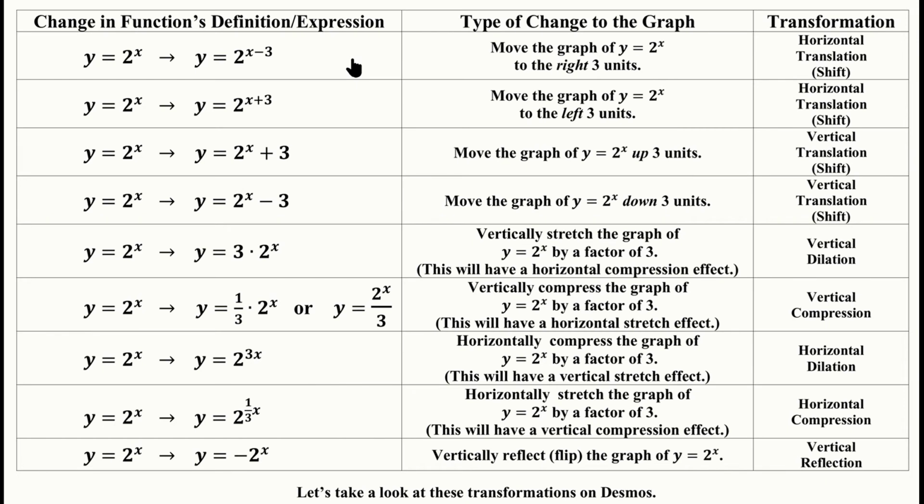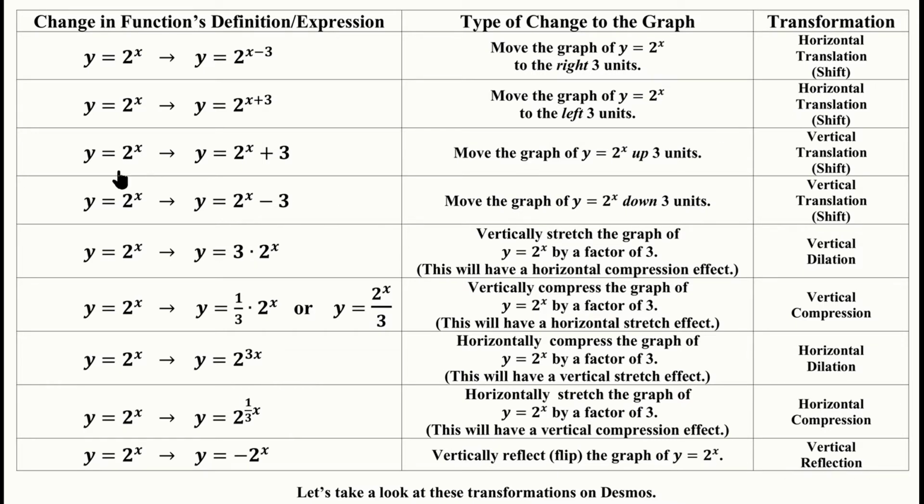These are exactly in line with the kind of transformations we saw in the case of parabolas. For example, if we change the equation of y equals 2 to the x to y equals 2 to the x minus 3, this is going to have the effect of taking the graph of y equals 2 to the x and moving it 3 units to the right. If you recall, when you change the x to x minus a number, then the shift is actually to the right. If we do the change from y equals 2 to the x to y equals 2 to the x plus 3, that's going to be a shift of 3 units to the left. These are called horizontal translations or shifts.